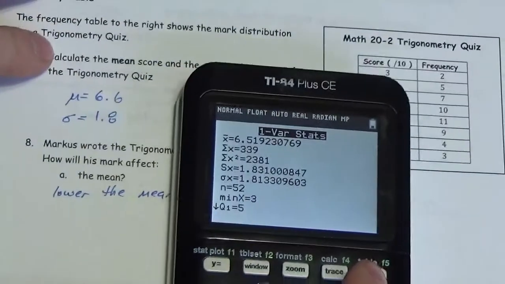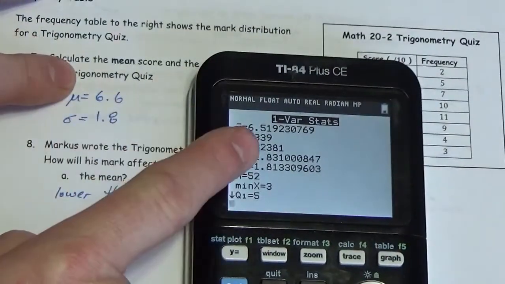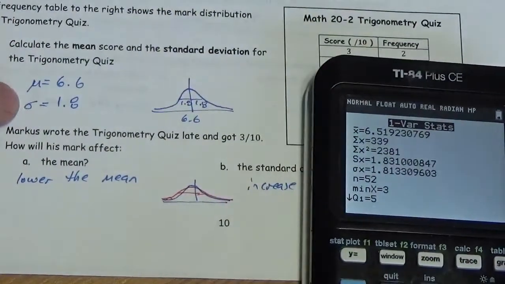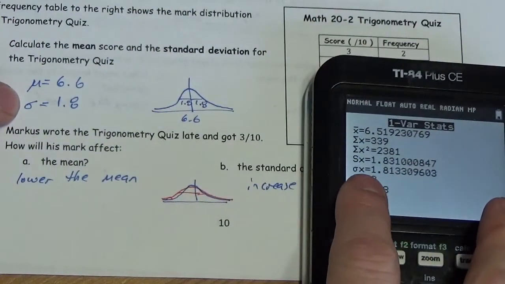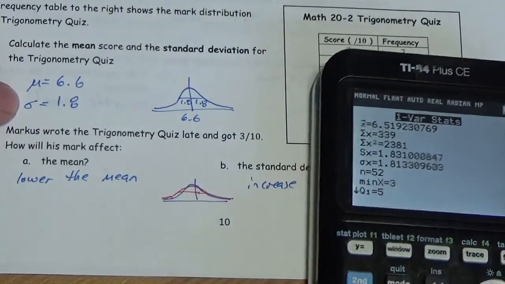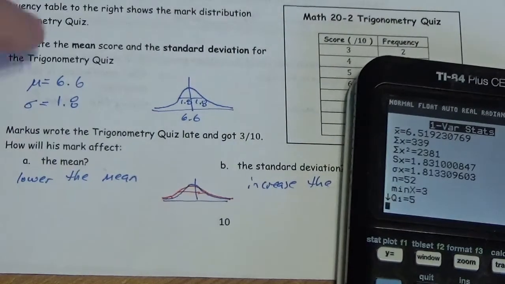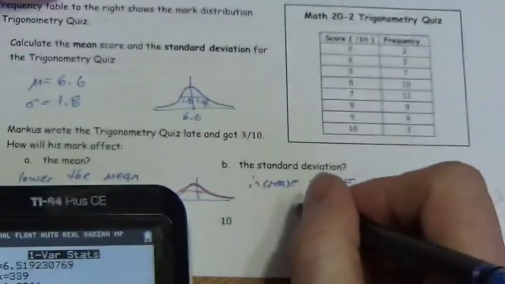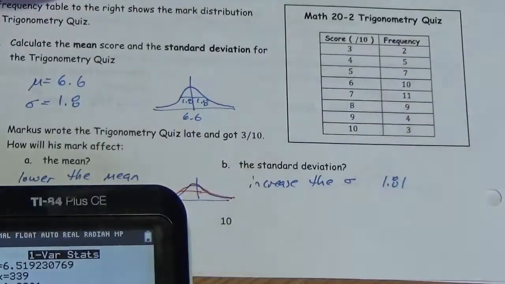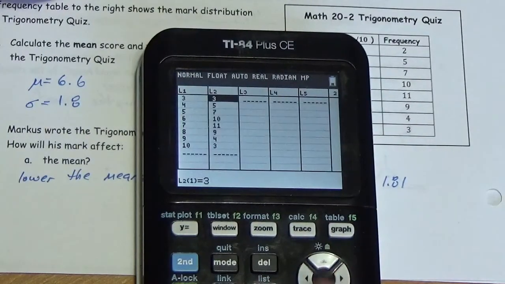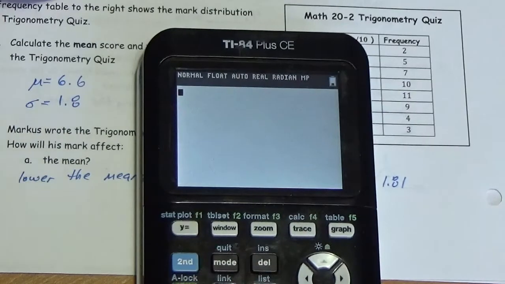Now let's take a quick look. What did it do? 6.6 was my average, 6.5 is my new average, so it did lower the mean. 1.8 was my standard deviation, and now it's 1.81. I don't remember if that went up, so I'm going to have to go back. Let's go back. So this is 1.81. I'll go to the nearest hundredth because I'm not seeing it clearly enough here. Now I've got to go back and double check that because I didn't pay close enough attention. So that was 2, quit, stat, calc.